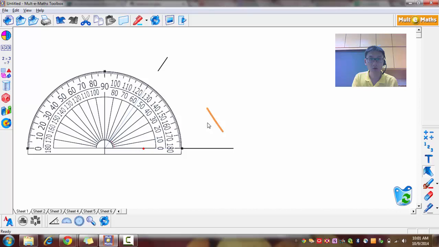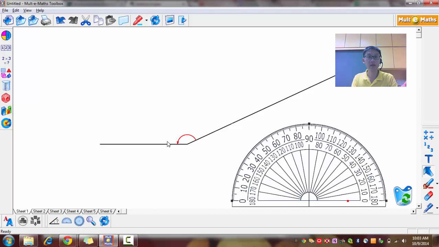Because my angle grows up like that, it starts from 0. There are always two sets of readings, depending on where your angle is. So always start from 0 and go all the way up. Because it goes all the way up here, this is 50 and this will be 55. So this angle here is 55. That's how you measure an angle.